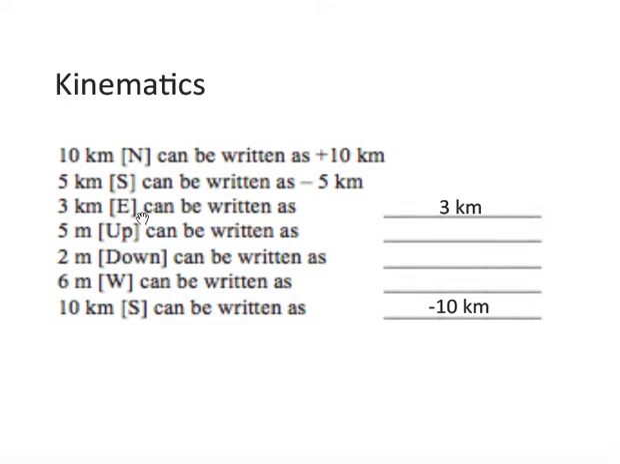So 3 kilometers east, because east is automatically, by the convention, positive, it could just be written as 3 kilometers, and it would be understood that it meant east in terms of reference to the question. 10 kilometers south can be written as just negative 10 kilometers, south being understood as being negative. Please try these other examples now. Please pause the video. Go ahead.